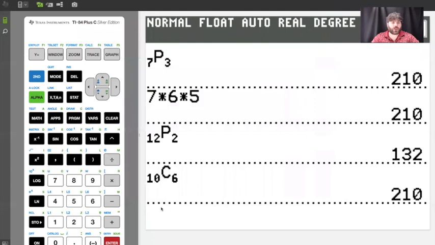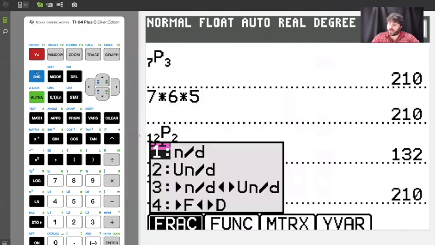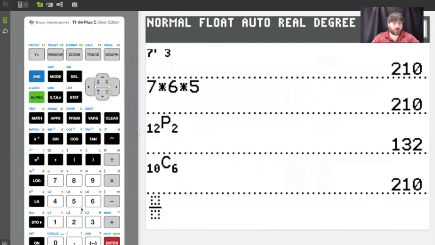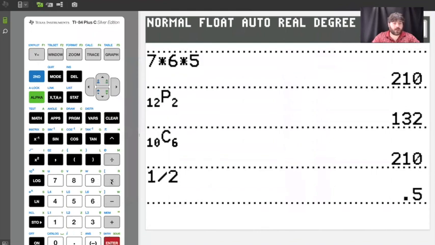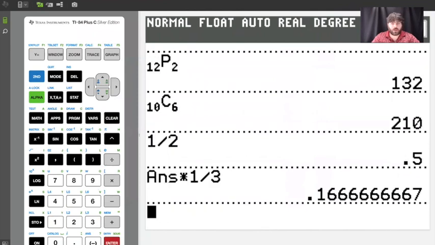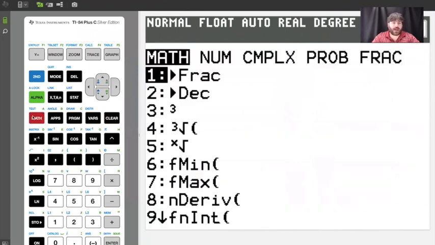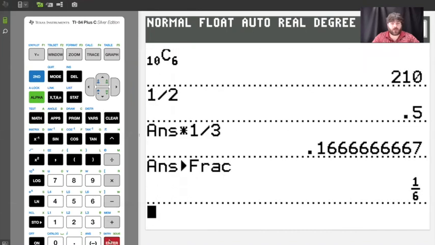Real quick, just to make sure you know how to do this, if you had a fraction like 5/10 and you multiplied that by 3/9, and you, oops, that's dividing. All right, if you do it like this, 1/2 times 1/3, you're gonna get this, okay? It'll give you a decimal. If you ever get a decimal and it's supposed to be a fraction, hit math, enter, enter. That will convert it into a fraction there.